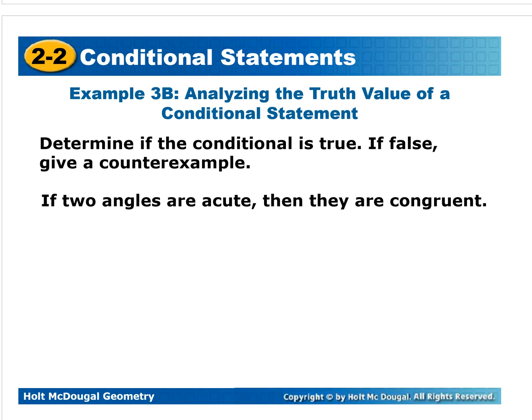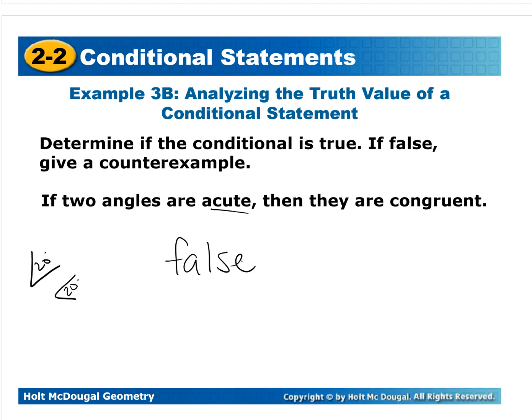If two angles are acute, and remember acute means they're small, then they are congruent. Congruent means they're the same. Well, I can think of two angles that are acute. Maybe like a 20-degree angle and a 20-degree angle, and those are congruent. But are there any two angles that are acute and not congruent? Are they always going to be matching? I don't think they will. I think this is false.